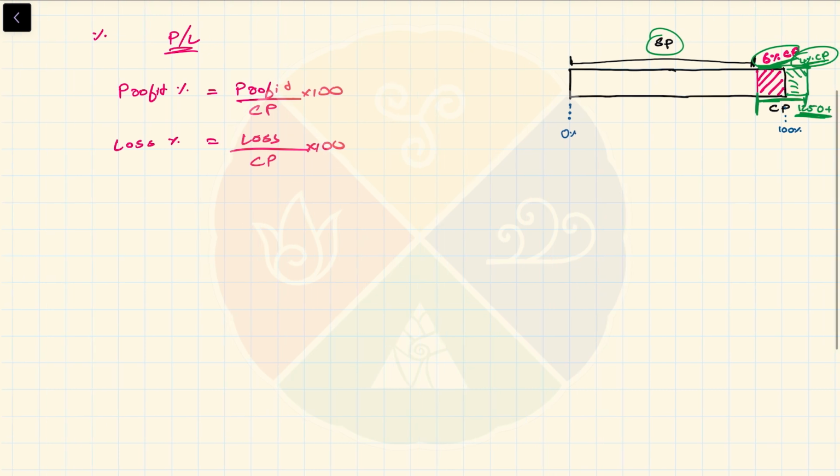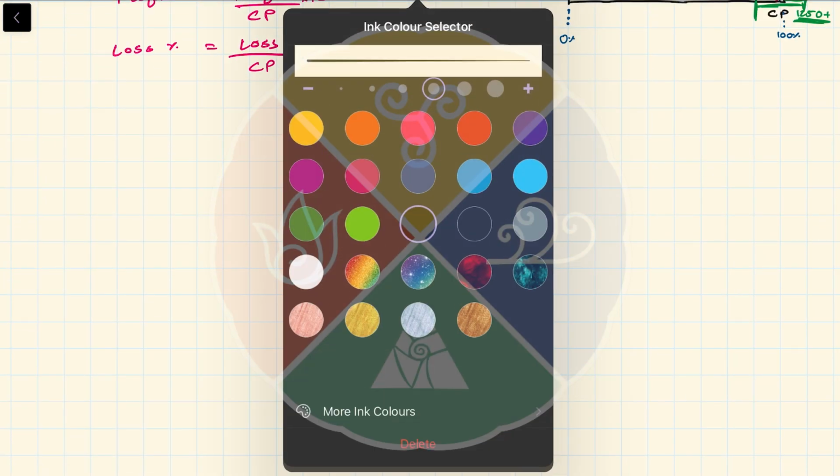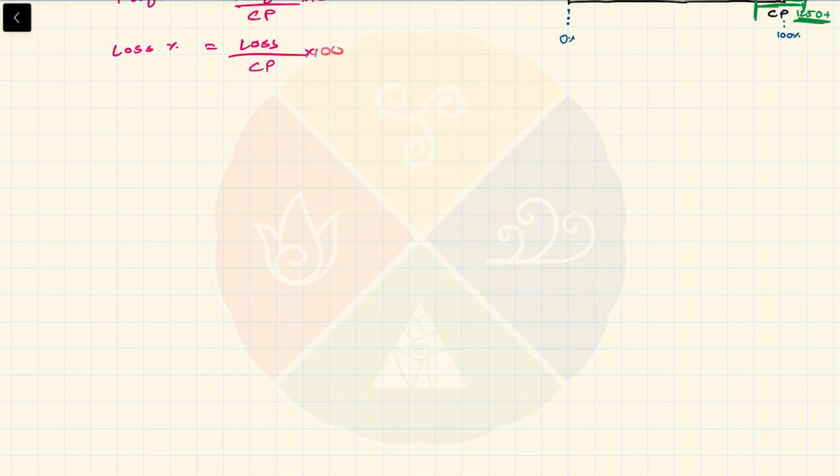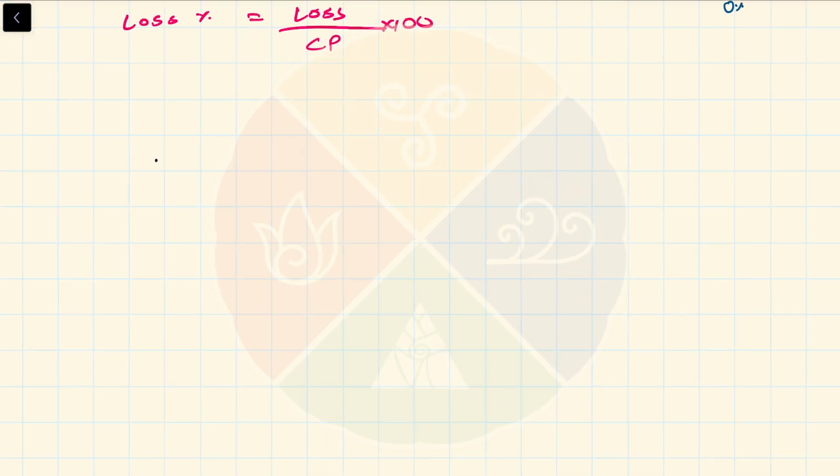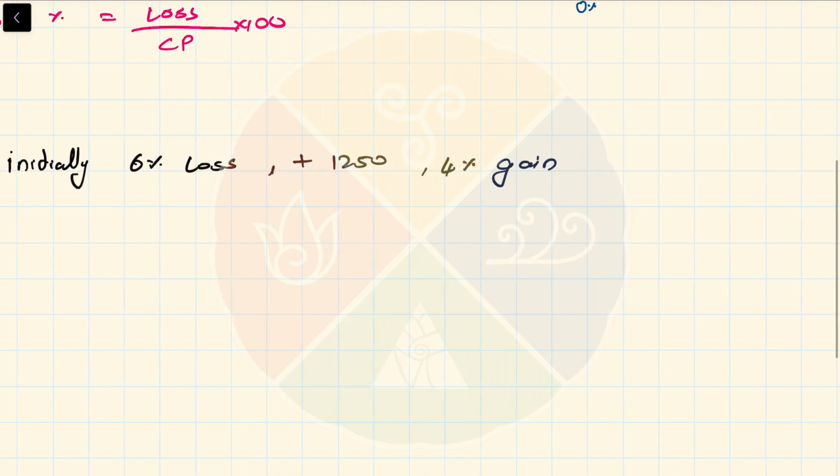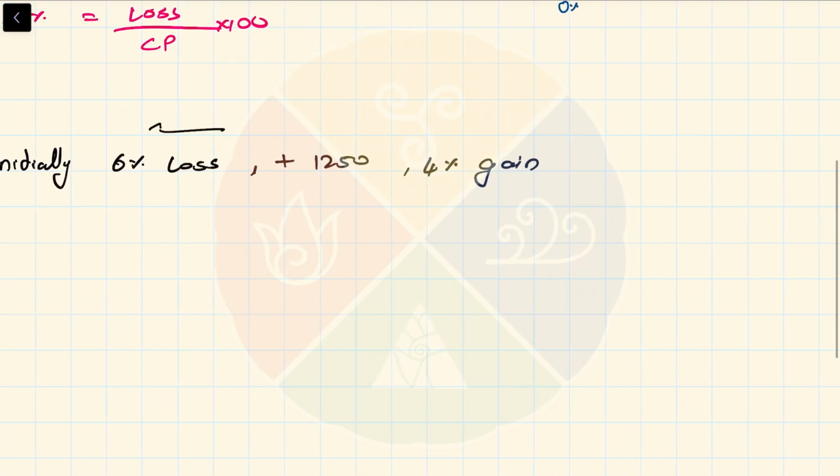So I'll give you some examples. Right now the problem was telling you that initially, in the starting, there was a 6% loss, then the person increased the price by 1250 and there was a 4% gain. Okay, so 6% loss, that is going down from cost price by 6%. Adding this much money, we are going forward from cost price by 4%.